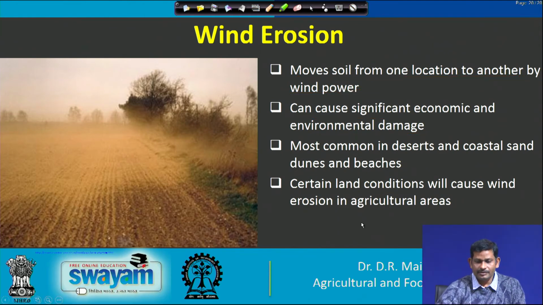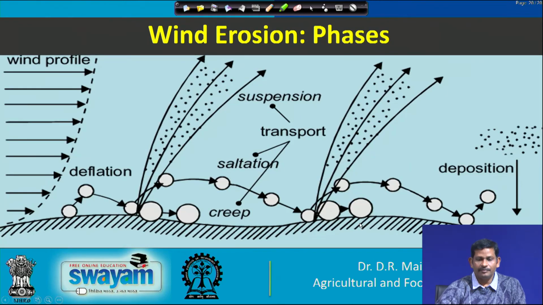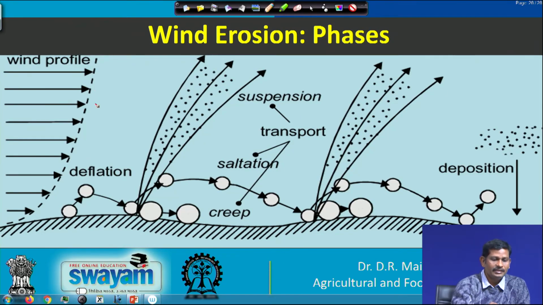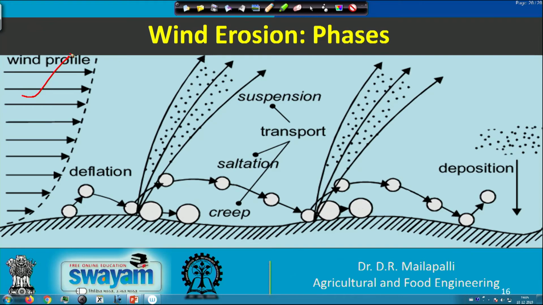And then we are going to see how the wind erosion is taking place in different phases. So, here the wind profile is clearly seen. First, deflation is going to take place. So, that is the initiation of lifting. With that lifting there are three processes.